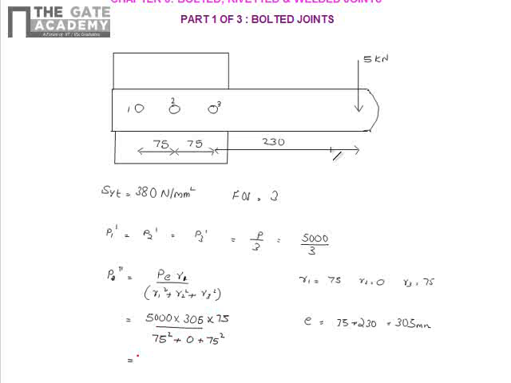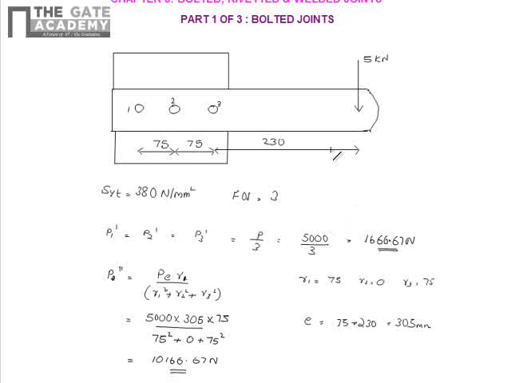This will be 5000 into 305 into 75 divided by 2 into 75 square. This will be 10166.67 newtons. This will be my secondary shear force, and primary shear force is 5000 by 3, that is 1666.67 newtons. This is my primary shear force and this is my secondary shear force. So which of the bolts will have the maximum shear stress?